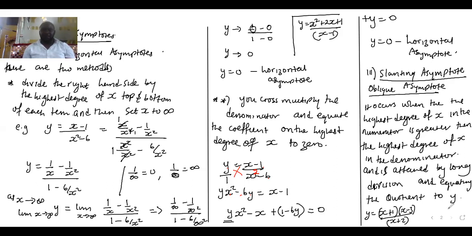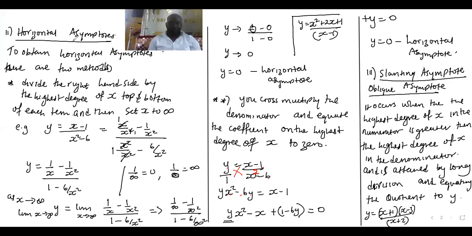So let me try out this example I've shown. Screenshot. The other thing, we expect you to know how to expand and factorize, so you are in a position to factorize and even to expand. So given our curve, y is equal to (x plus 1)(x minus 3) out of x plus 2, find the slanting asymptote.